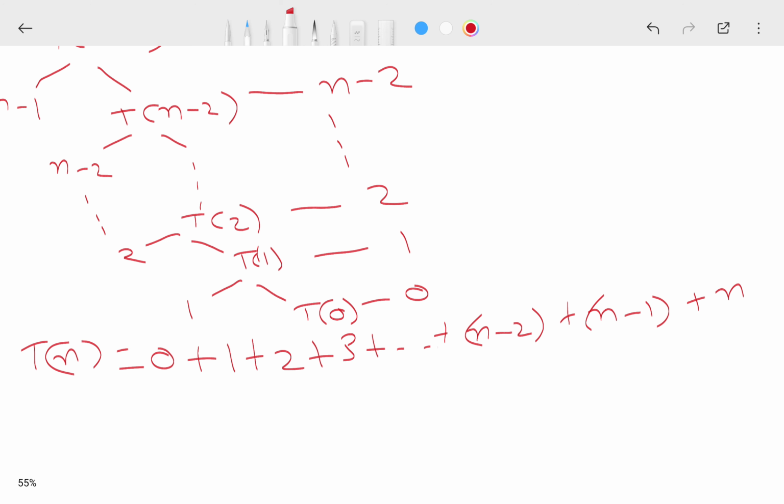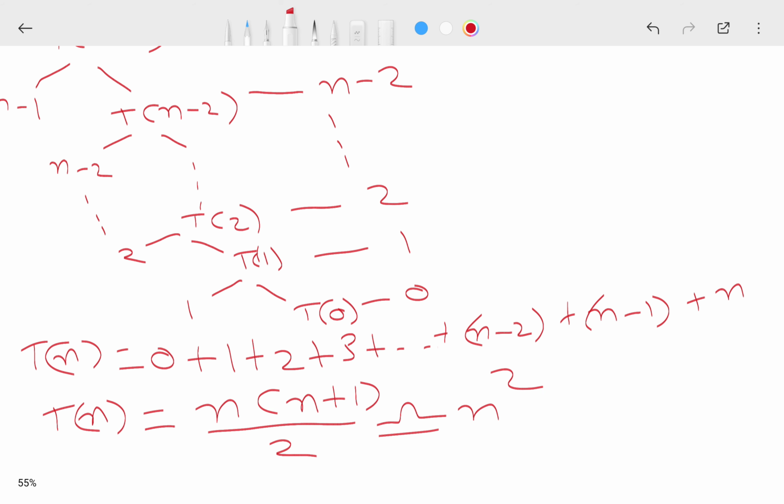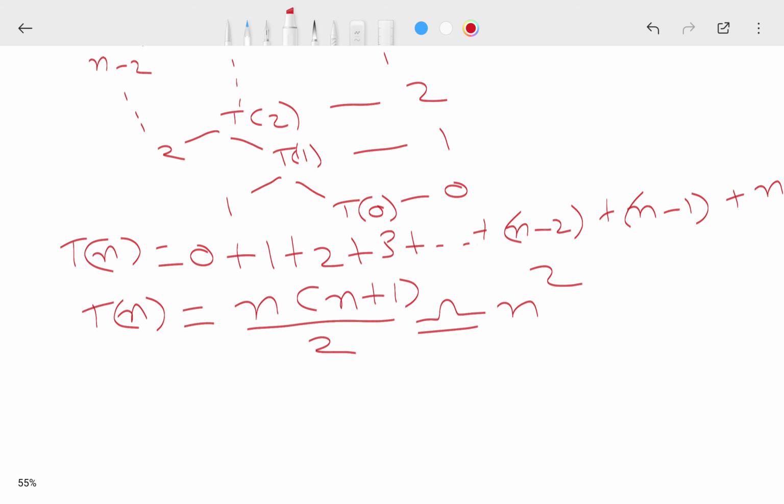So this is nothing but the sum of the first n numbers. This is n into n plus 1 by 2, which is closer to n square. So we derive the same value for t of n that we derived in the substitution method. In the tree method also we derive the same value for t of n, and it can be represented in big O notation as big O of n square.